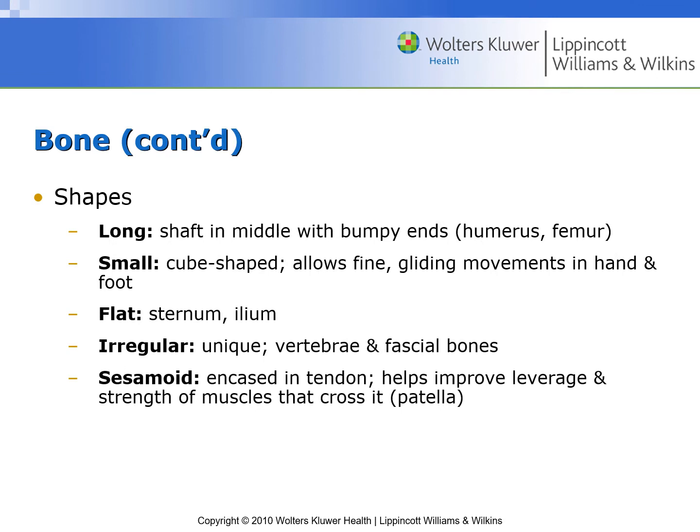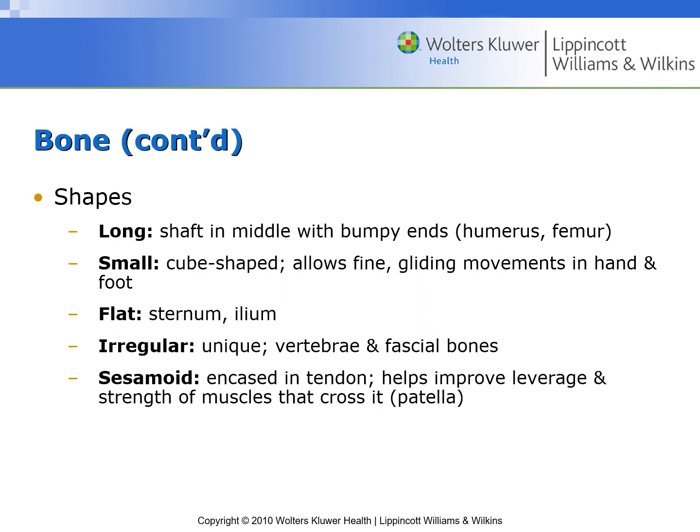Bones come in various shapes and sizes depending on the person's age, gender, and activities, as well as the function of the bone in the human body. Long bones have a distinct shaft in the middle with bumpy ends. Examples are the humerus, which is the arm bone, and the femur, which is the thigh bone. Small or short bones are often cube-shaped, and these allow for fine gliding movements. Examples are the carpals of the wrist and tarsals of the ankle.